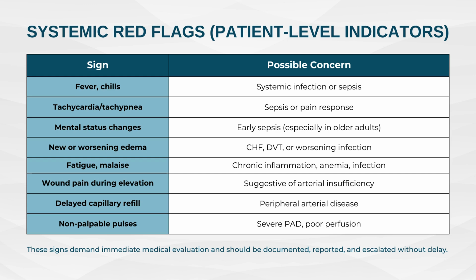Systemic red flags include fever and chills, classic signs of infection spreading beyond the wound. Tachycardia or tachypnea may signal sepsis or systemic stress. Altered mental status, especially in older adults, can be the first sign of sepsis or metabolic imbalance. New or worsening edema often signals poor lymphatic or cardiac function, or inflammation from infection.